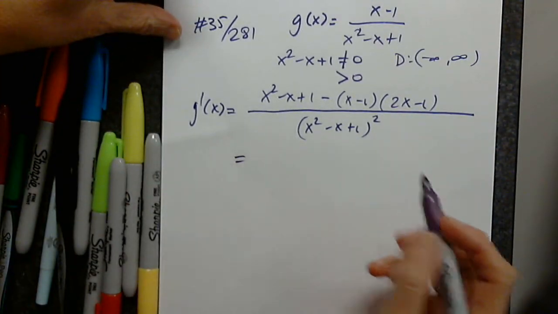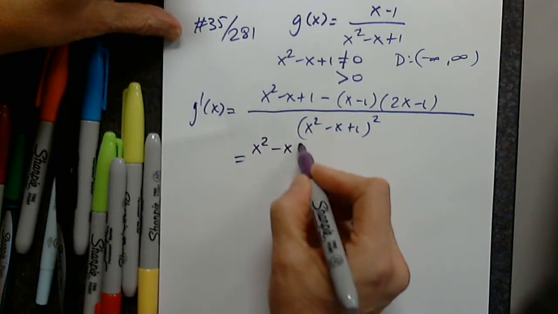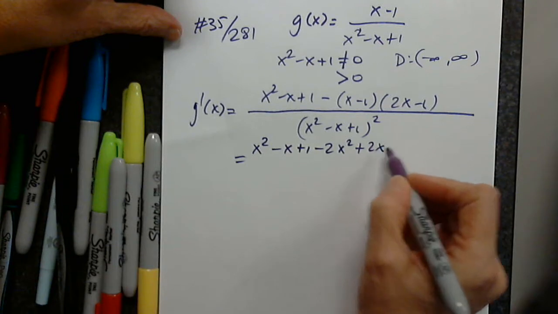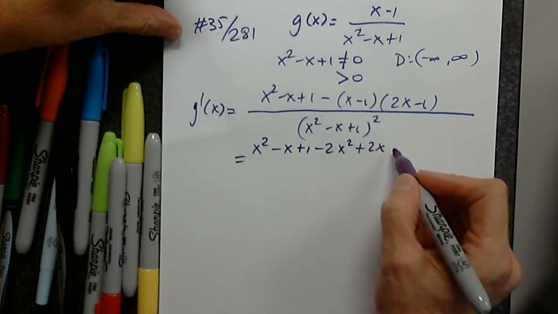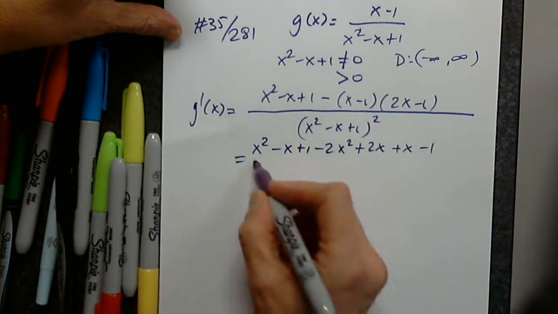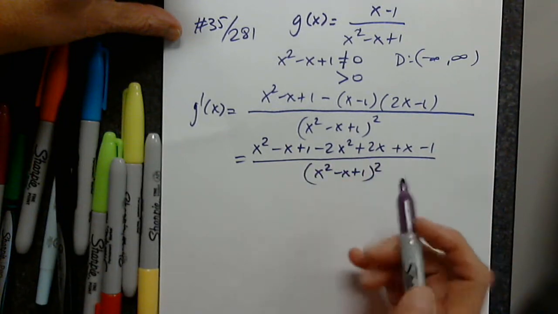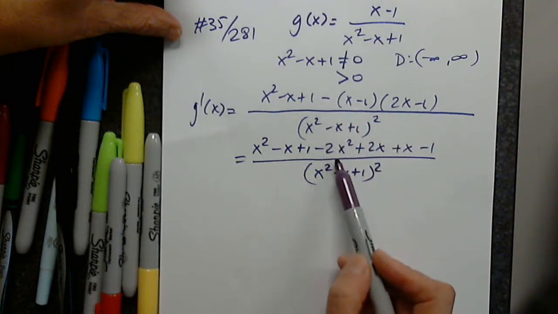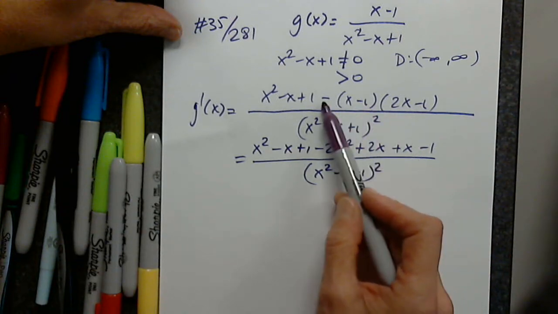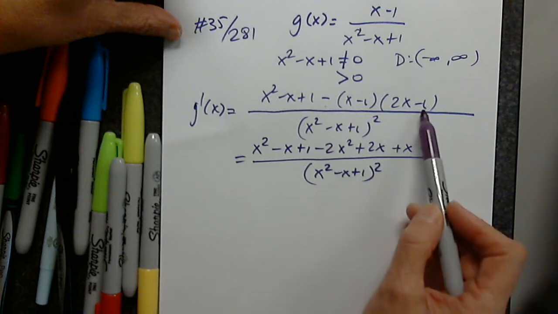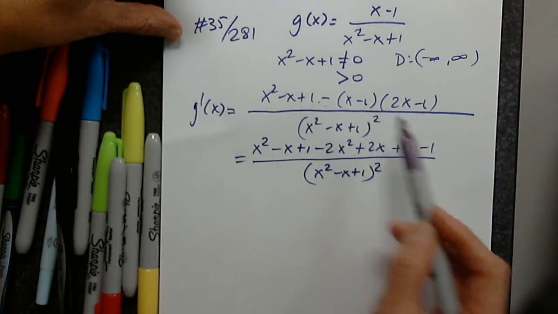So I'm going to try and simplify it as much as possible. x squared minus x plus 1. This is minus 2x squared and plus 2x. And plus x and minus 1. So I had 2x times x with minus in front. Then I had 2x times negative 1 with minus in front. Then I had negative 1 times x with minus in front, and negative 1, and another 1.